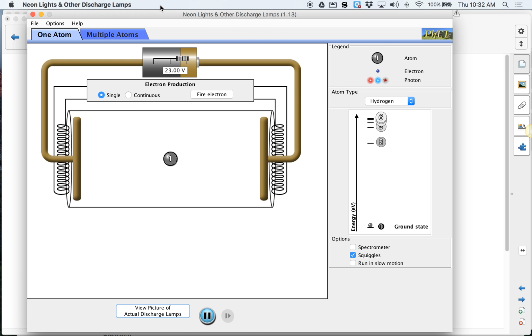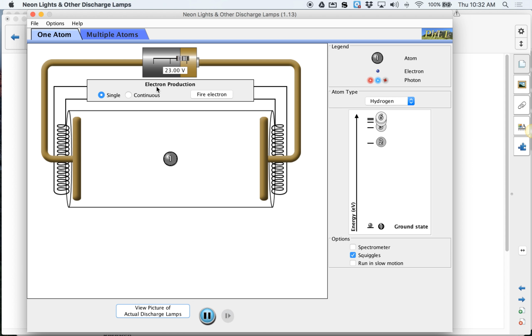So, here's the way this is set up. This is much like the tubes that we were using yesterday, except, just to start out with, we've only got one atom inside there. So what we can do is turn on the electricity up here.